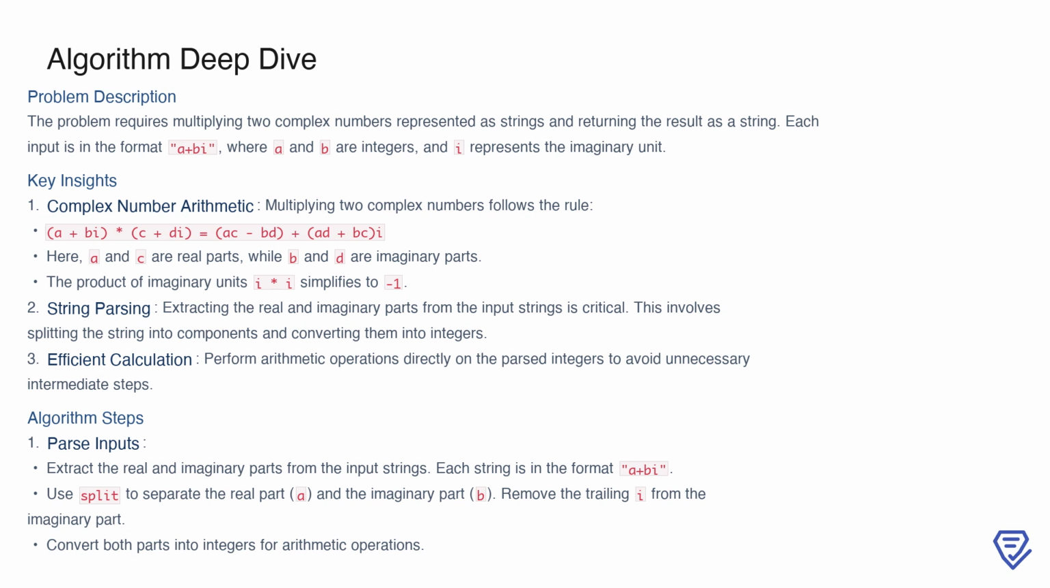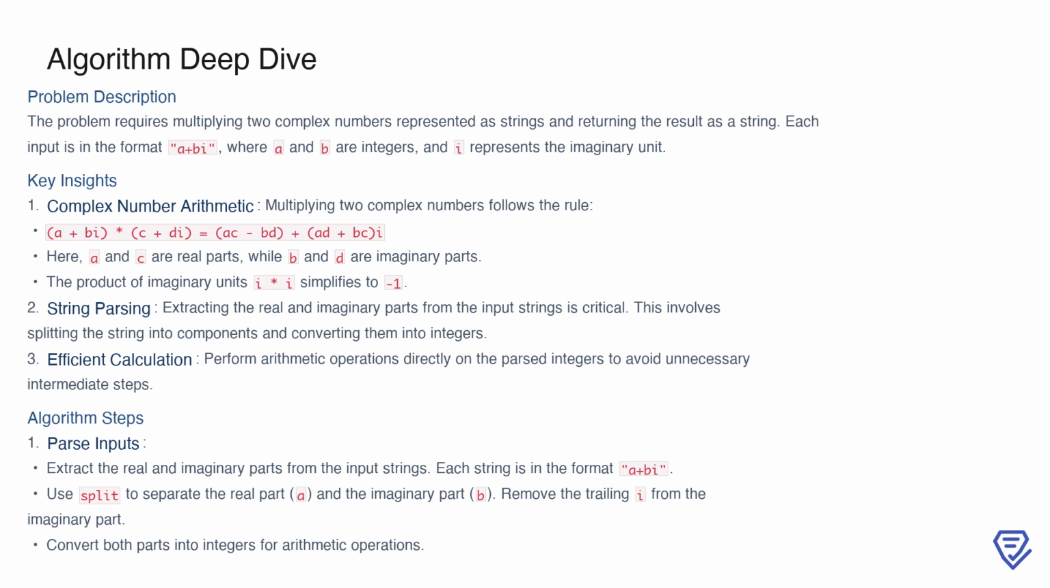Each input string is structured as A+bi, where A represents the real part, B represents the imaginary part, and I is the imaginary unit. The key to solving this lies in understanding the arithmetic of complex numbers. When multiplying two complex numbers, we use the formula (A+bi)(C+di) equals (AC - BD) plus (AD + BC)i. Here, the real part is calculated as AC - BD, while the imaginary part is calculated as AD plus BC. Additionally, since i² equals -1, the imaginary unit plays a crucial role in simplifying the arithmetic.